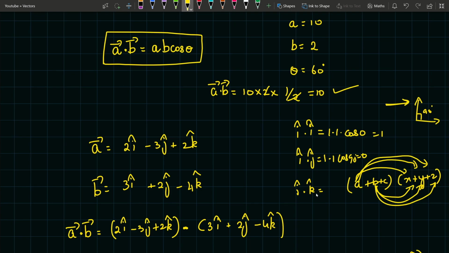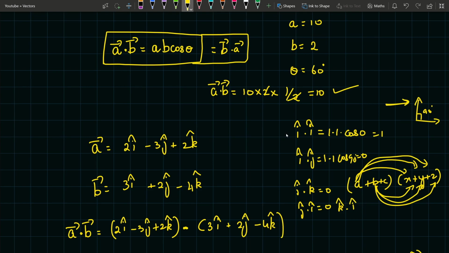Angle is 90 degree between them. So therefore, this will also be equal to 0. And one more thing you have to remember, this is also equal to B dot A, because there is no difference between A dot B and B dot A. Both are same. So because of that, even J cap dot I cap is also equal to 0, and K cap dot I cap is also equal to 0.